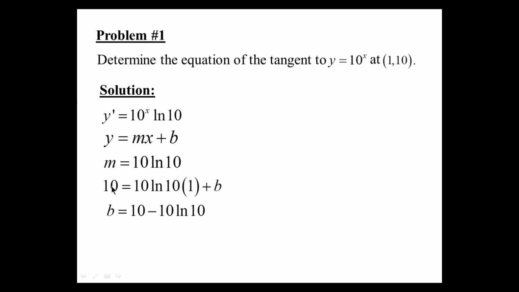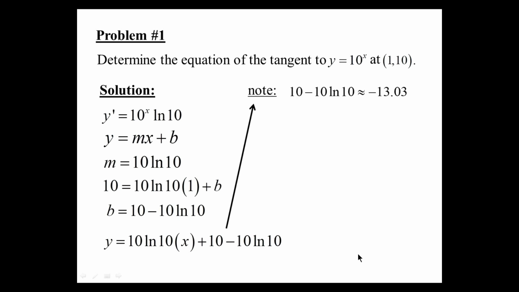Now I know what b is, it's right here, b, and I know what m is, that's m. I can plug them both into y equals mx plus b. So I'll just do that. y equals mx plus b, and that's the exact equation of the tangent. But let's note that 10 minus 10 ln 10 is about negative 13.03, according to a calculator. This b value, 10 minus 10 ln 10, is about negative 13.03.